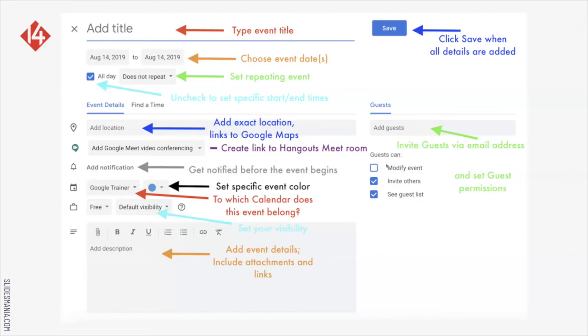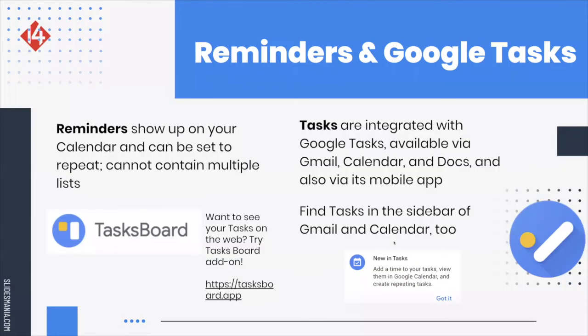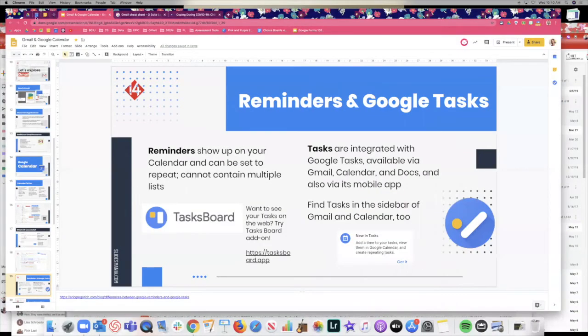This is where you invite people. So you can invite them via email address. You can allow them to invite other people or not and see the guest list or not. So these are all permissions in the big space of adding an event. So let's just look at that for a minute.